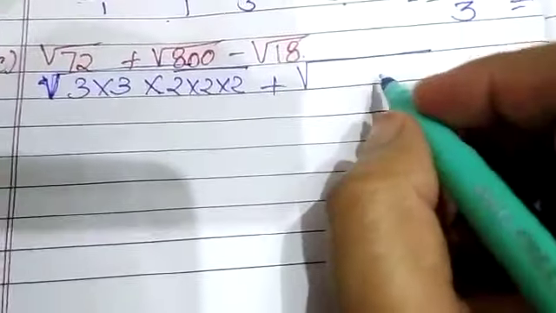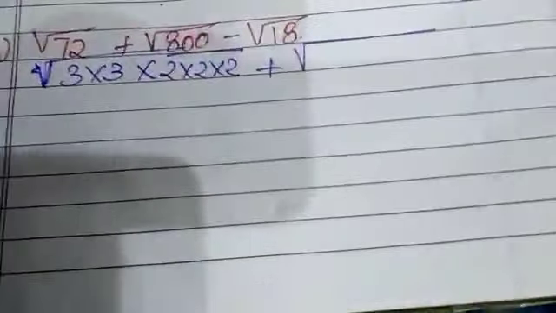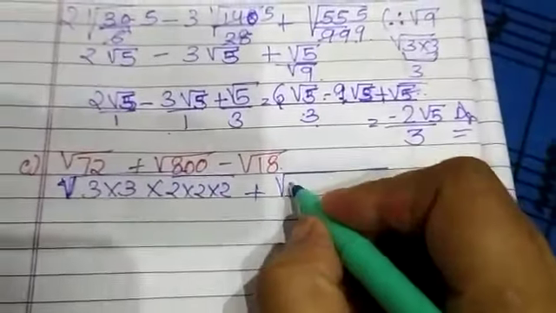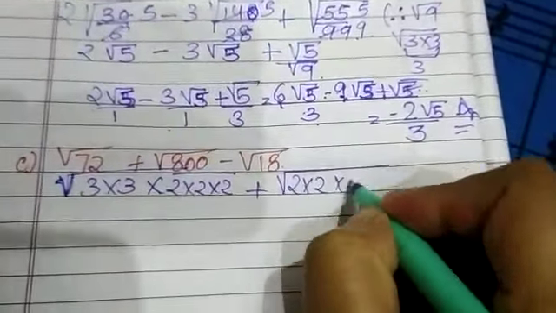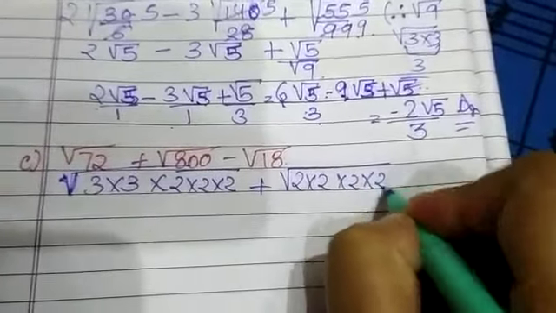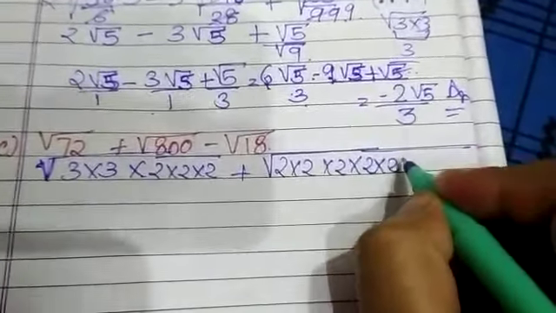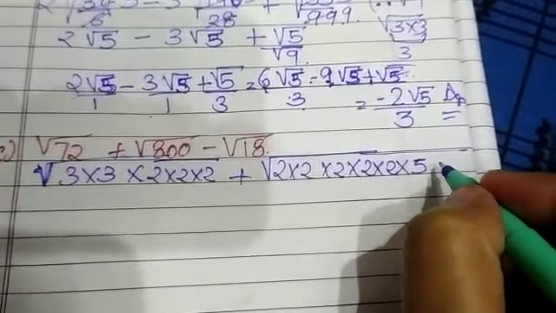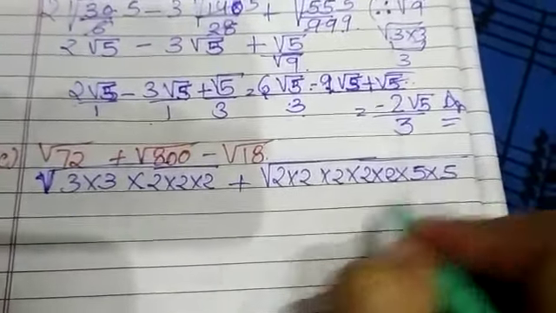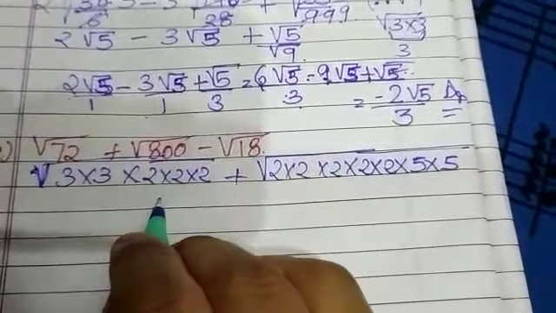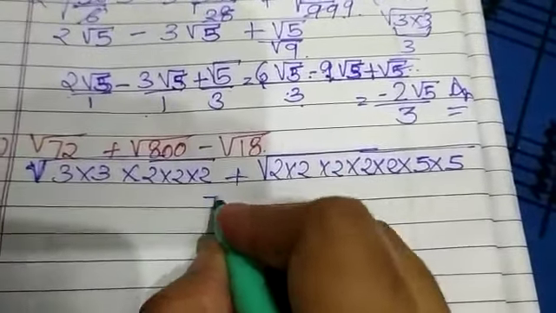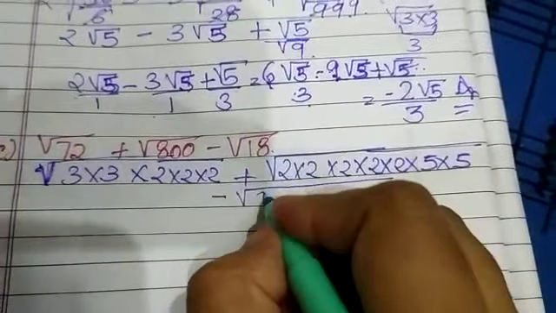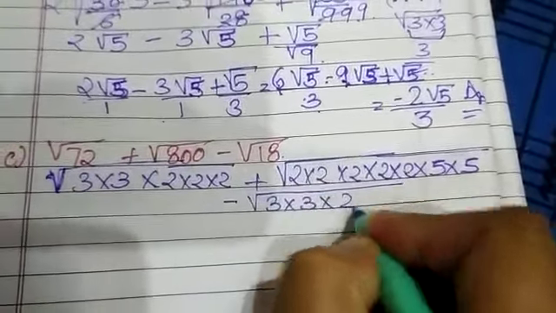Now solve for 800. How to solve? In the next step you will write the prime factors of 800. So let's start. 2 2s are 4, 4 2s are 8, 8 2s are 16, 16 2s are 32, 32 5s are 160, and 160 5s are 800. This is the prime factorization for 800, correct? Now minus under root 18 is here. 9 2s are 18, and 9 will be 3 3s are 9.